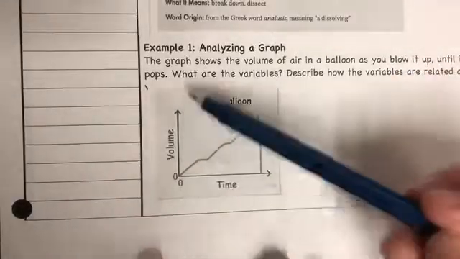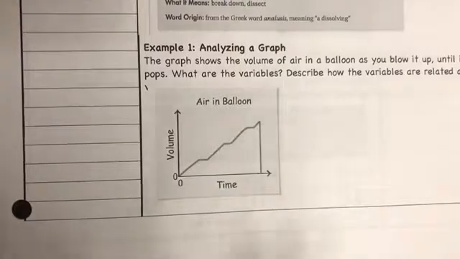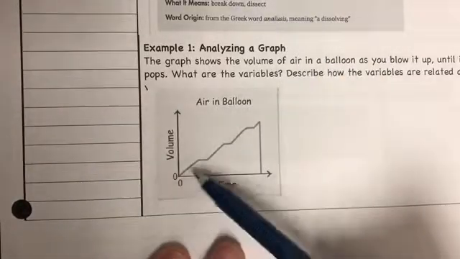If you notice, I have a hot air balloon graph, and it's talking about the volume and the time. So volume means how big is the air in our balloon, how big is our balloon getting, and then the time, over time. So somebody must be blowing this balloon up.